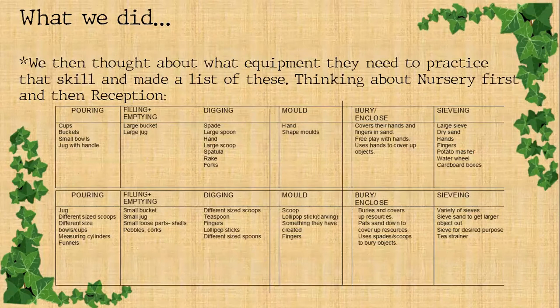And then we decided to put those skills in a chart, and we thought about what they might need to meet that skill if they were in there by themselves. So first of all, we looked at nursery, and then we looked at reception, thinking about what they would need in that area to meet that skill. So that's what we did first.